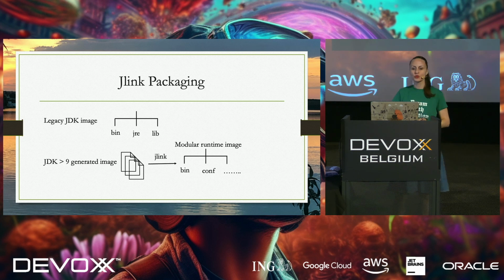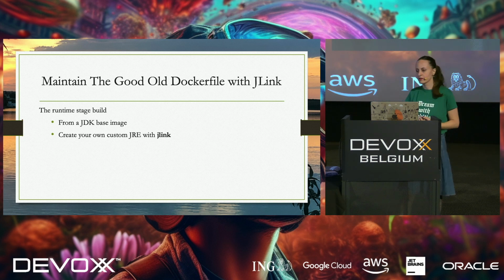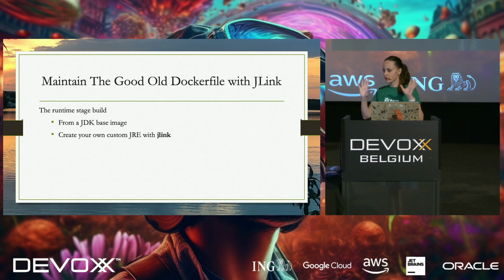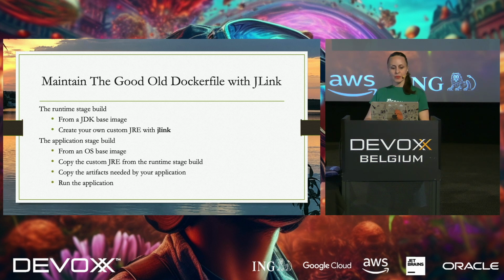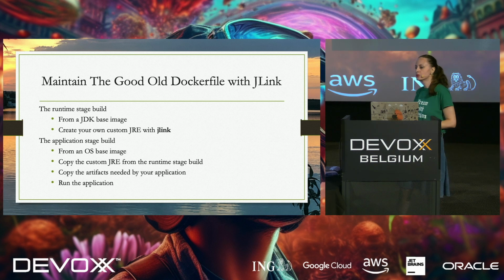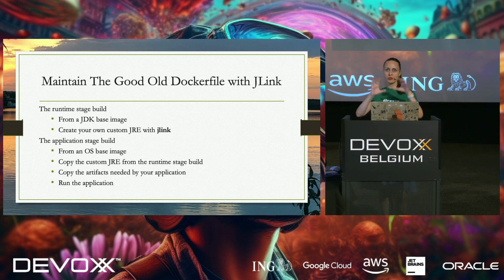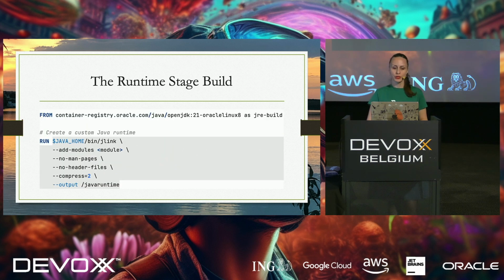Well, in the legacy JDK image, you used to get a bin, a JRE, and a lib. But starting with JDK 9, when jlink became available, you can make your own JRE with only what is needed. So what does that mean? It means that the previous Dockerfile would contain, from my point of view, a runtime stage build, where I would like to build my JRE with only what is needed, and then an application stage build, where I would like to use the JRE, because it's minimal, just copy the artifacts of my application and run my application. So now the runtime stage build becomes something like this.